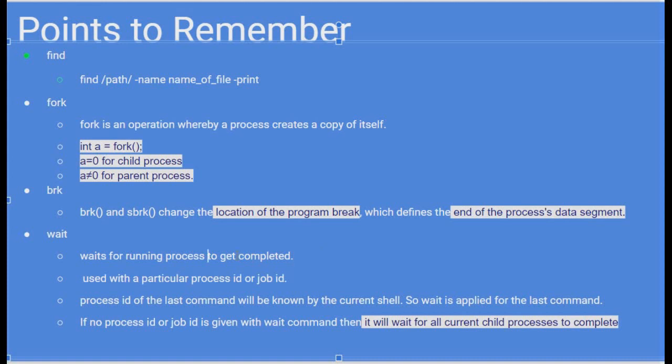Wait is about waiting for the other running processes to get completed. It is used with the process ID or job ID. Process ID of the last command of the current shell.